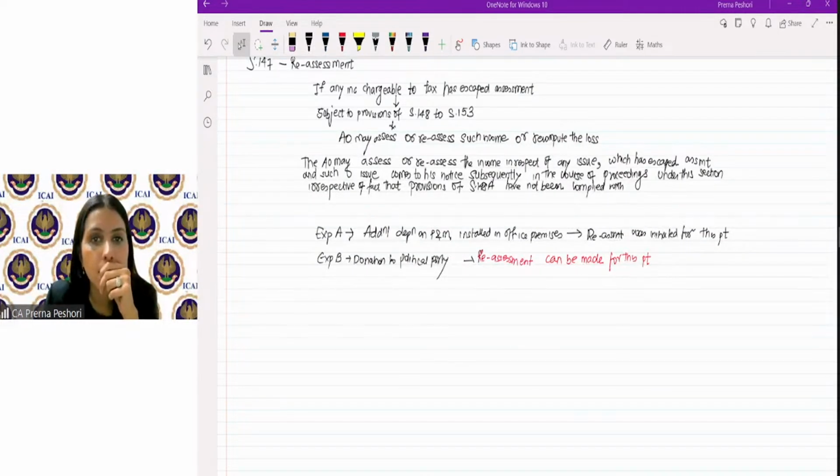Yes. What do you think, students? The income escaping assessment means the income has not been considered in the original assessment. Ansha, do you think it can survive? Yes. Anybody thinks it cannot survive? Yes or no?